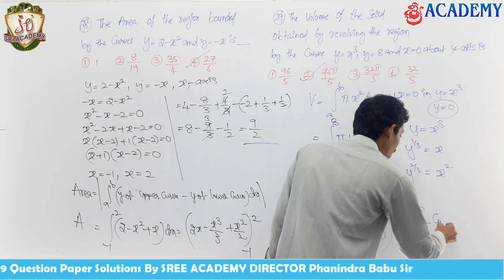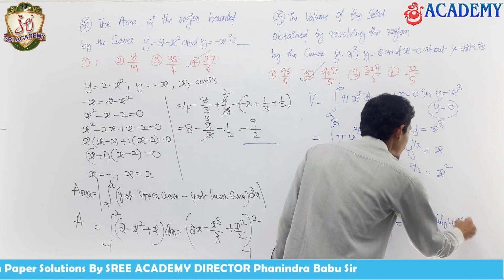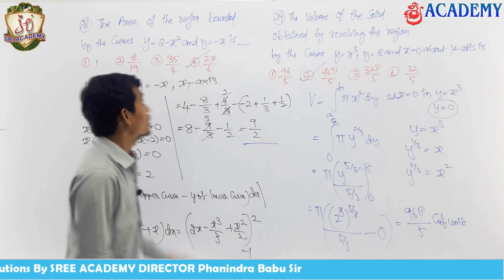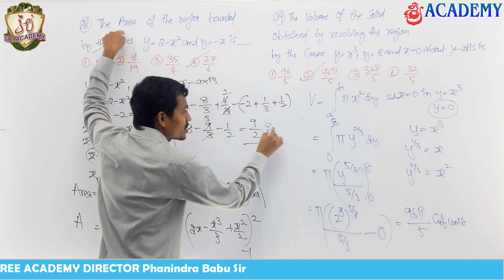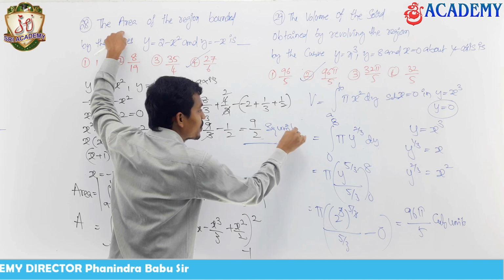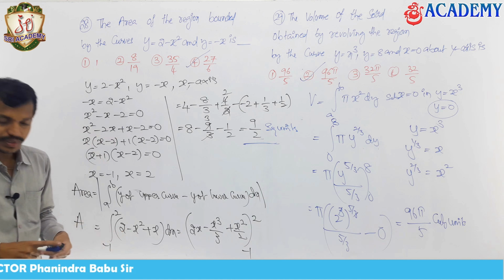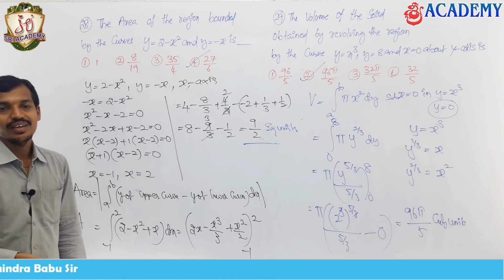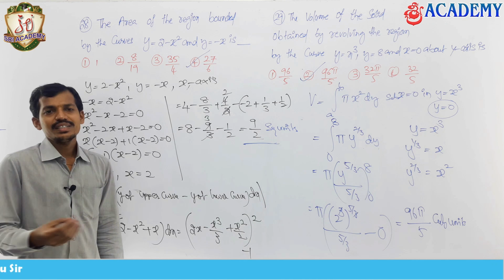Always the volume units are cubic units and the area units are square units. See, don't get confused, the options are going to be a little bit tricky. Based upon that you are going to get the answer. Let's see another problem.